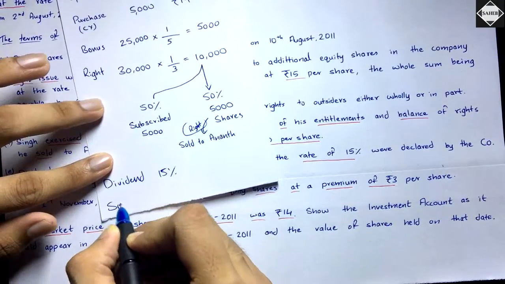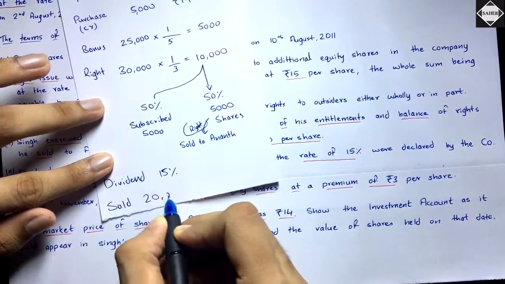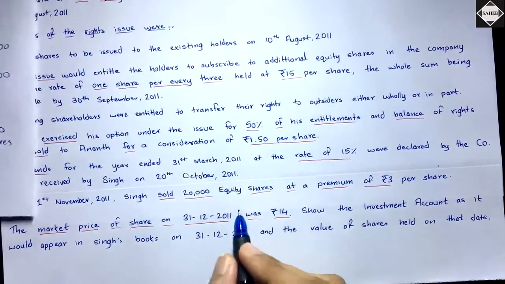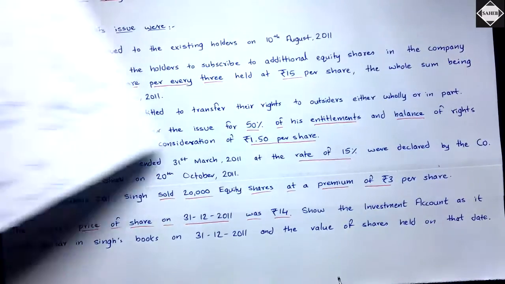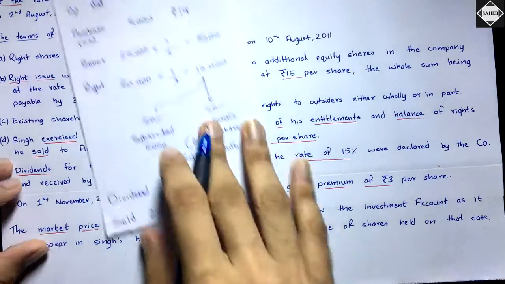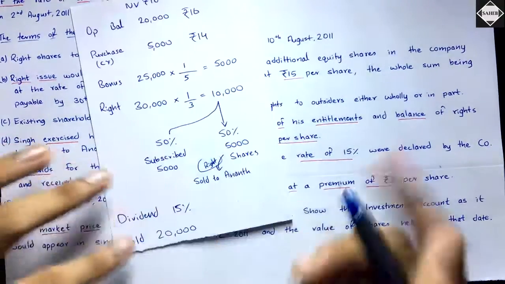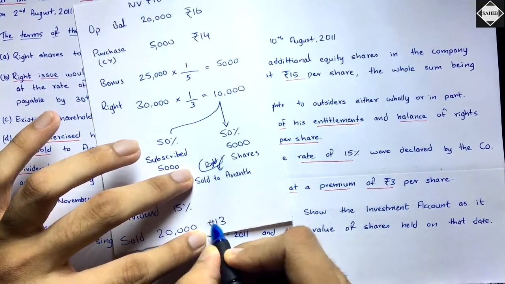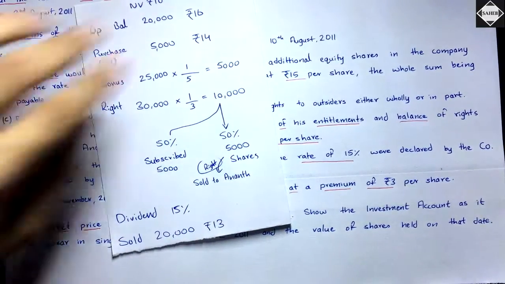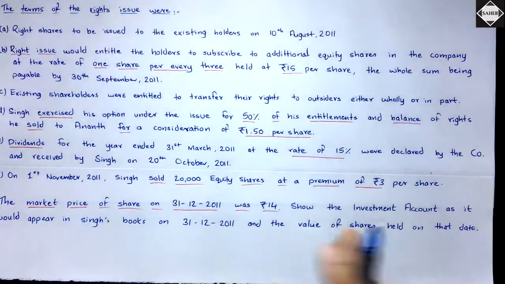He has sold 20,000 equity shares at a premium of rupees 3. At a premium of rupees 3 means what? Nominal value is rupees 10 over the face value, plus rupees 3, that's equal to rupees 13, isn't it? So at this price he has sold the shares. Fine, that's simple. Then what?